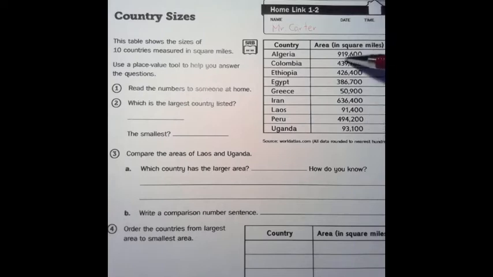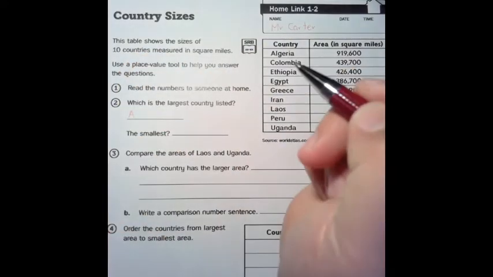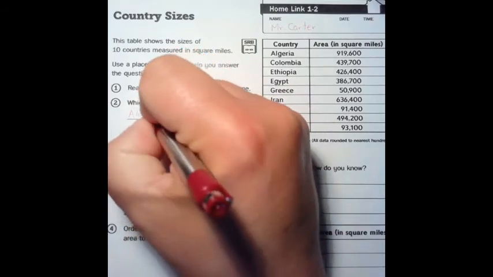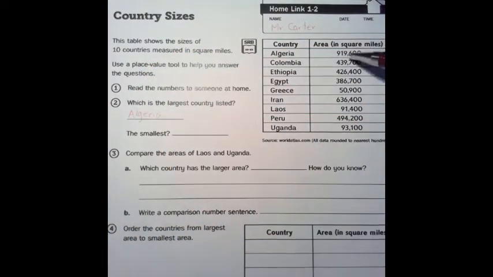When I'm looking at all the numbers that are in the hundred thousands place, I'm noticing I have a 9 here, a 4, another 4, a 3, a 6, and then a 4. So the number that's the largest of all of these is the 9. That's the digit with the greatest value. So that would mean that Algeria is our country that is the largest country listed, because it has 900,000 versus 400,000 or 300,000 or 600,000. So that's our biggest number here.